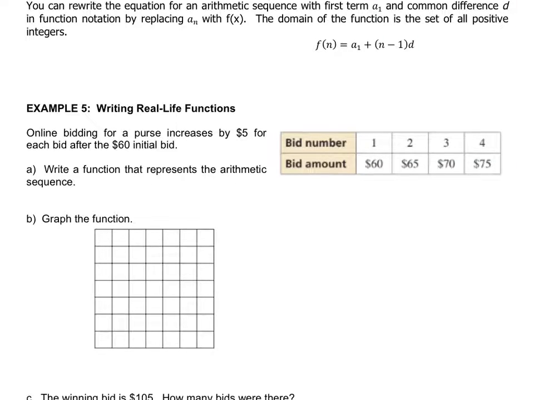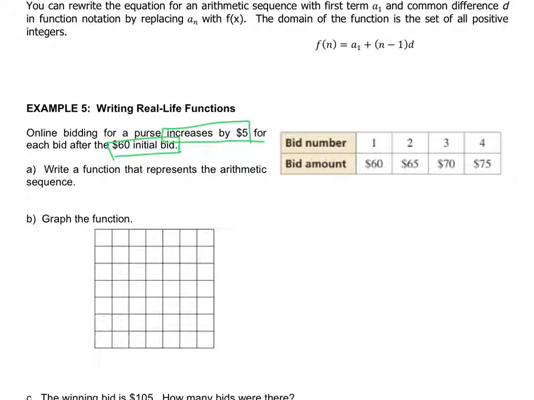Number 5. Online bidding for a purse increases by $5 for each bid after the $60 initial bid. That couldn't sound more like an arithmetic sequence if it wanted to, because they tell us that it has a $60 initial bid, so that's our starting value, and it increases by $5, so that's our common difference, right? It's like jumping out at us off the page. So we have to write a function that represents the arithmetic sequence. They use the word function, so let's use f notation.